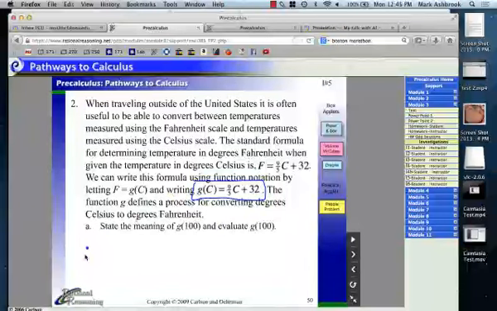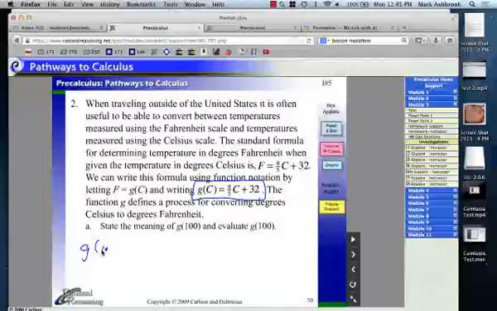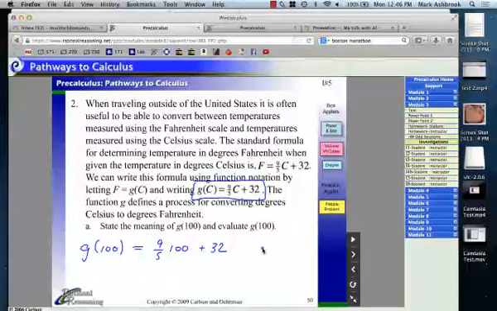Okay, so g of 100, just as a quick example to start. 100 represents what? Degrees in Celsius. And so what does this function say to do to the input? Take 9/5 of the input and then add 32. That's what this function says to do. Take the input, multiply by 9/5, add 32. And when you do that, you get 212. And what does that number mean?